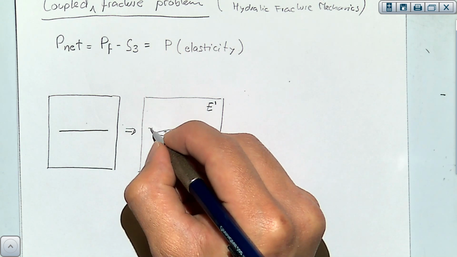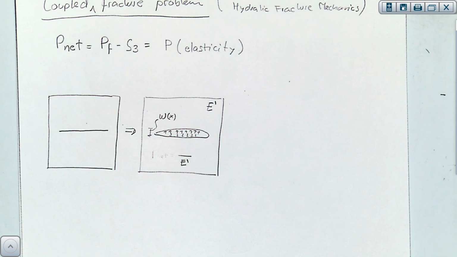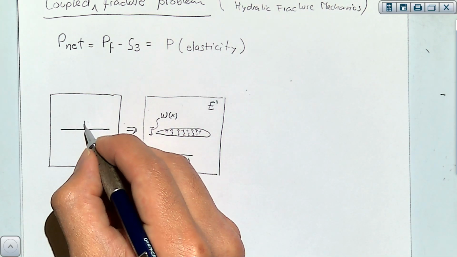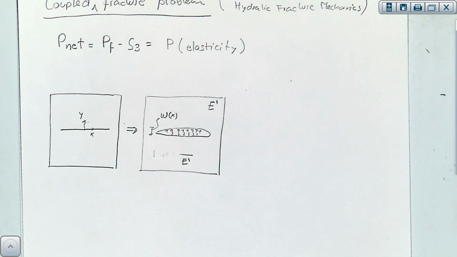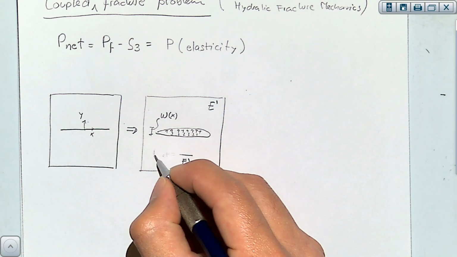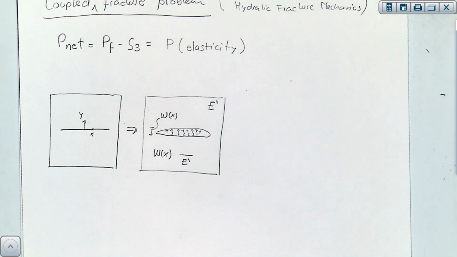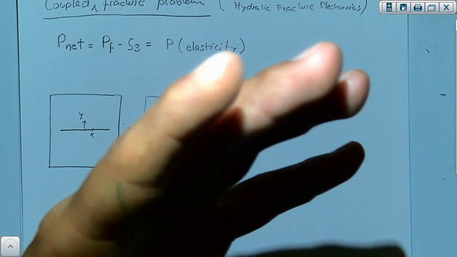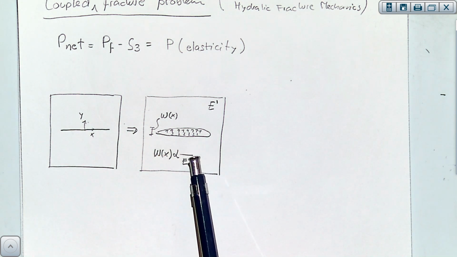So how much it opens, that's going to be the width, and it will depend on the variable x, where x starts here, and that's y. And the value of the width is going to be inversely proportional to the Young modulus. So soft rocks, easier to open a cavity, a planar cavity or a fracture. Stiff rock is more difficult.